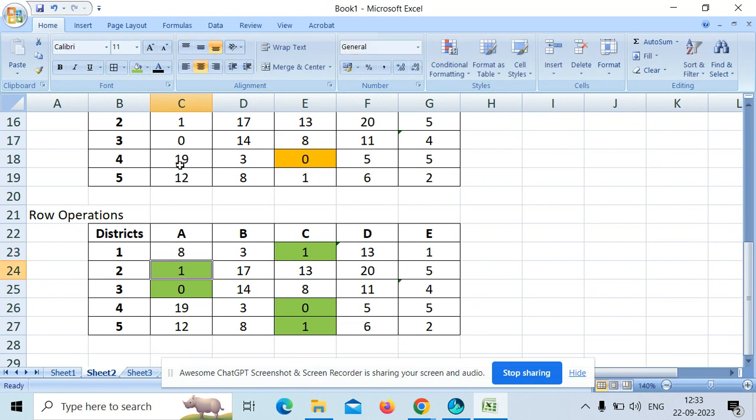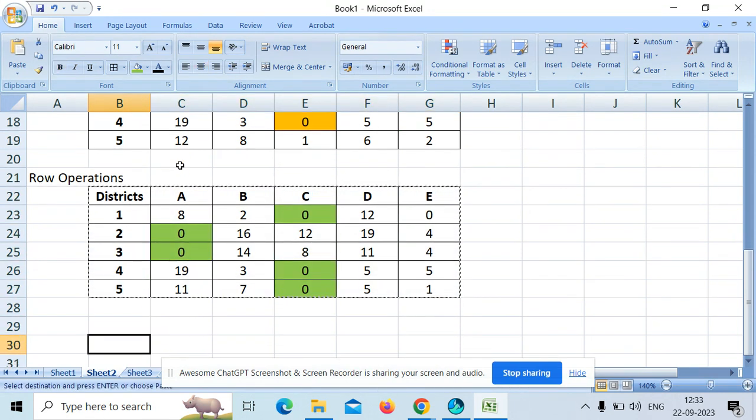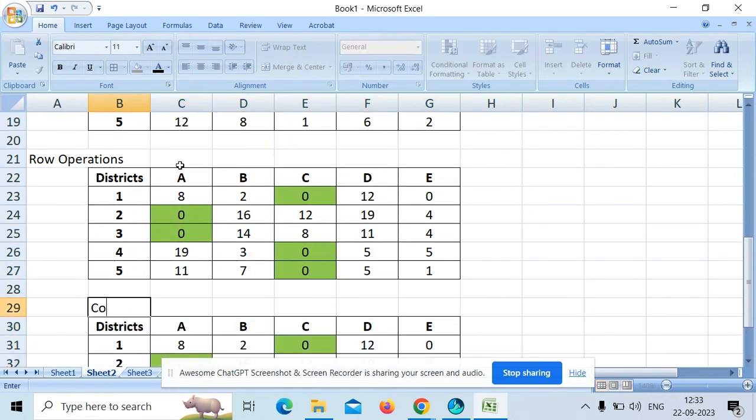9 minus 1, 8, 3 minus 1, 2, 1 minus 1, 0, 13 minus 1, 12, 1 minus 1, 0. 1 minus 1, 0, 17 minus 1, 16, 13 minus 1, 12, 20 minus 1, 19, 5 minus 1, 4. The zeros will remain unchanged. 12 minus 1, 11, 8 minus 1, 7, 1 minus 1, 0, 6 minus 1, 5, 2 minus 1, 1. Okay, row operation done, now column operation.